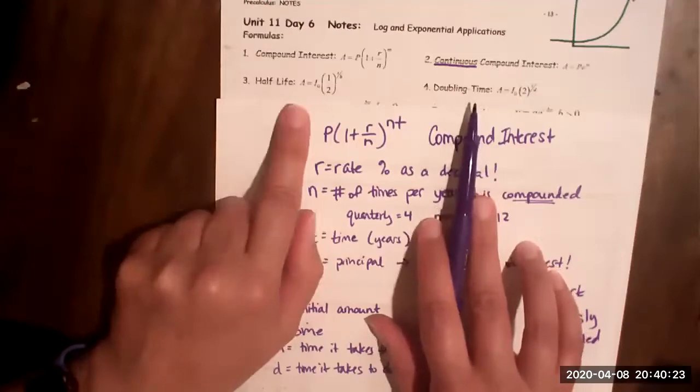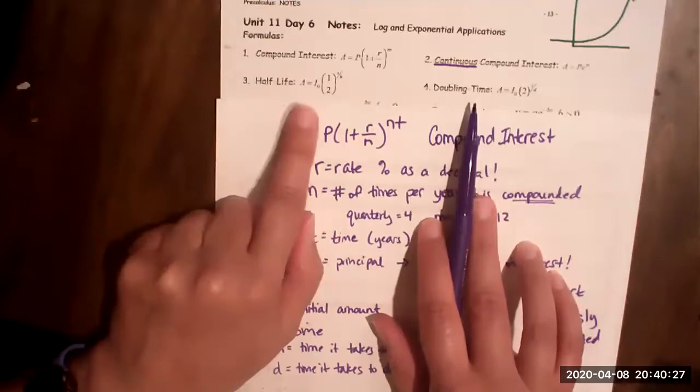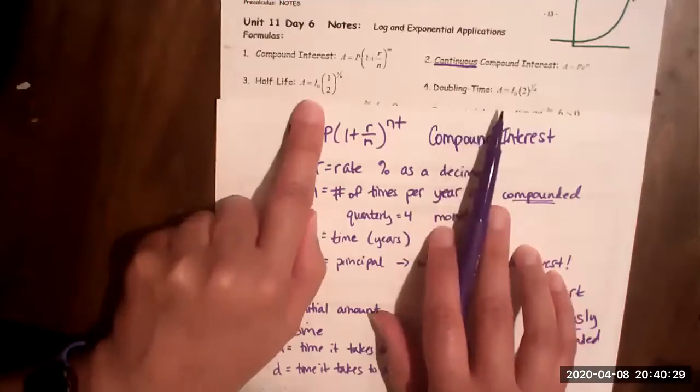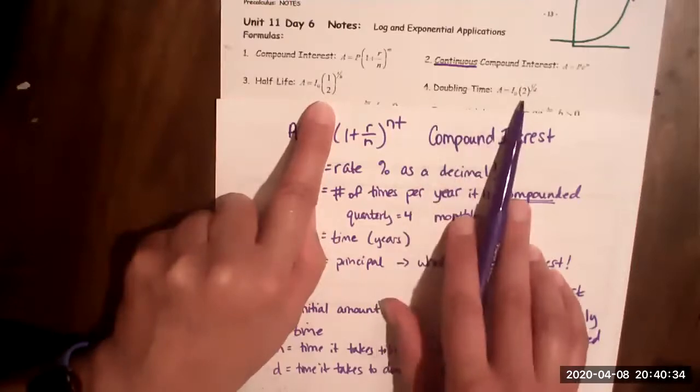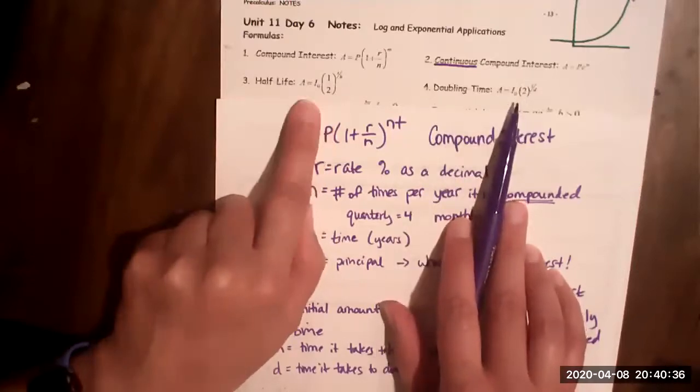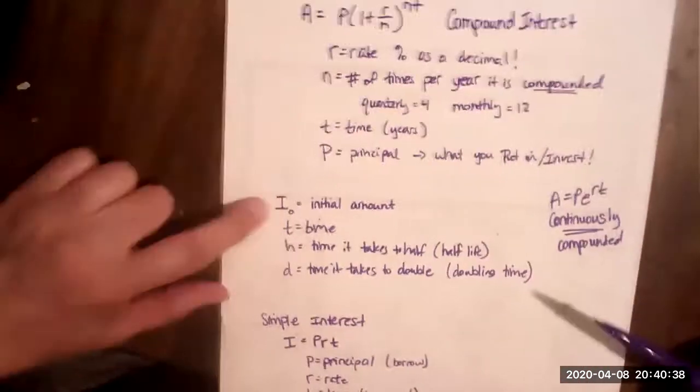I believe both of these are asked in the math lab, so you're going to need to make sure that you use the right one. They're very similar to each other. Half-life has a 1/2 right here. Doubling time has a 2 right there. That I0, I wrote it down here. It means the initial amount.